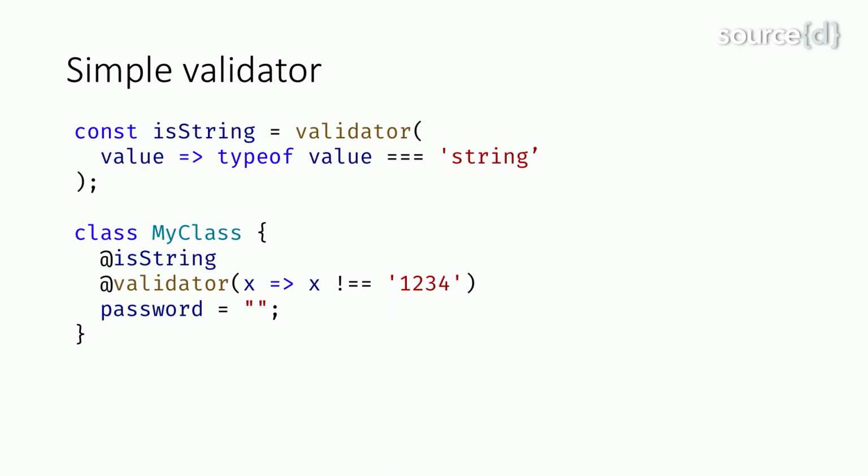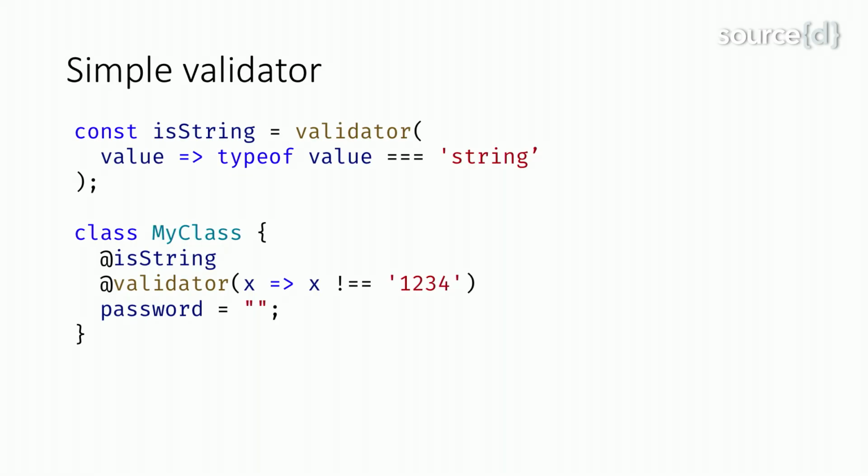So let's see an example of a use case. We have a const isString, a validator where we pass a predicate that checks if the value given has type string. And then my class, and we decorate it with isString, and a validator checking that the password is not 1234. And that's it.